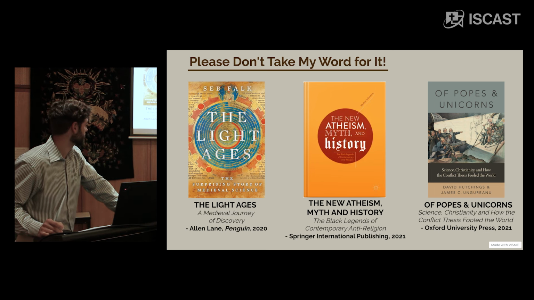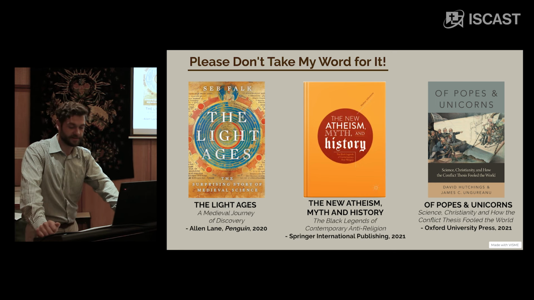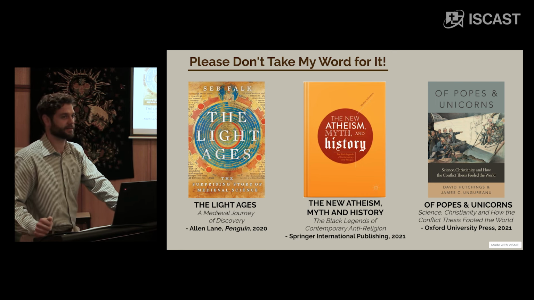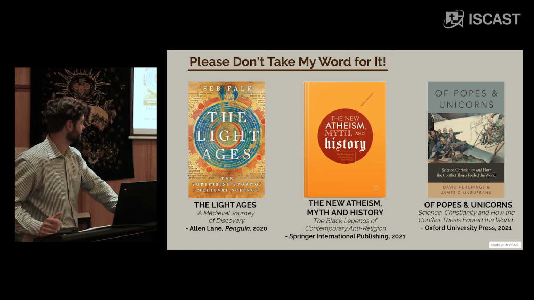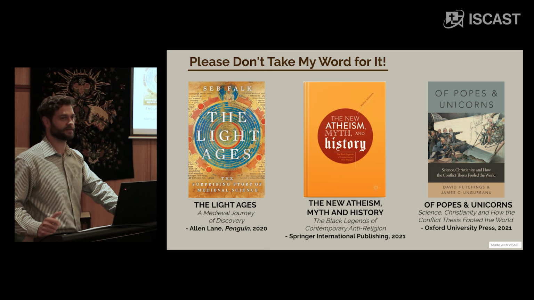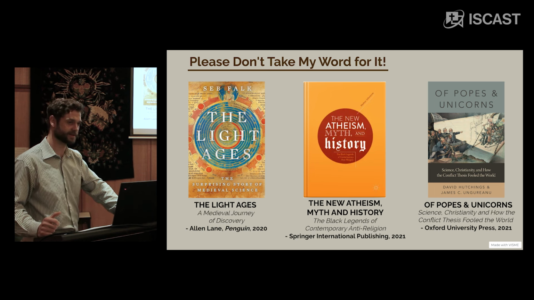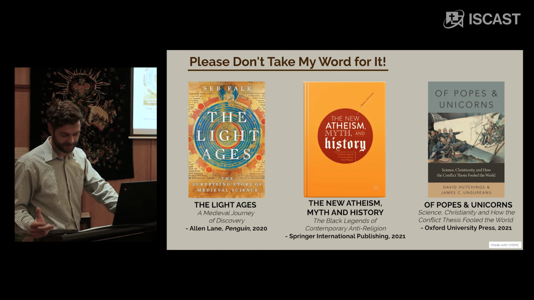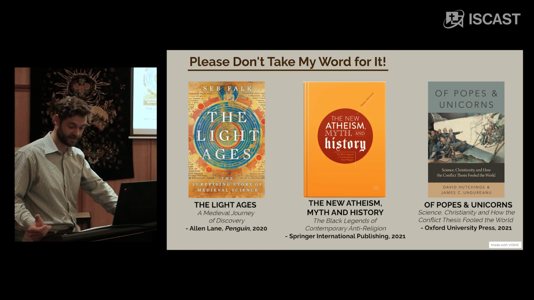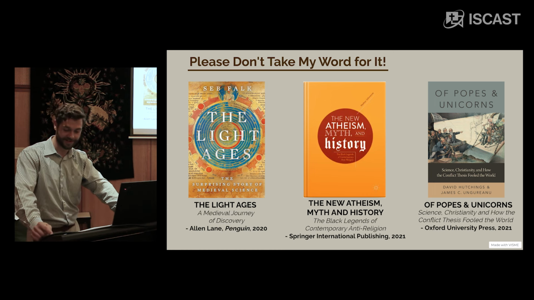Moving to the second book, The New Atheism, Myth and History, The Black Legends of Contemporary Anti-Religion. That's published 2021, by Nathan Johnstone. He's actually an atheist himself. So he's taking a dig at his own camp, which is kind of unusual, but any good academic should be willing to do that. So not too surprising. He is a former historian and lecturer of history and cultural studies at Portsmouth University, London University, and Canterbury Christchurch University, not to be confused with Christchurch in Canterbury, New Zealand. This is the one in England.